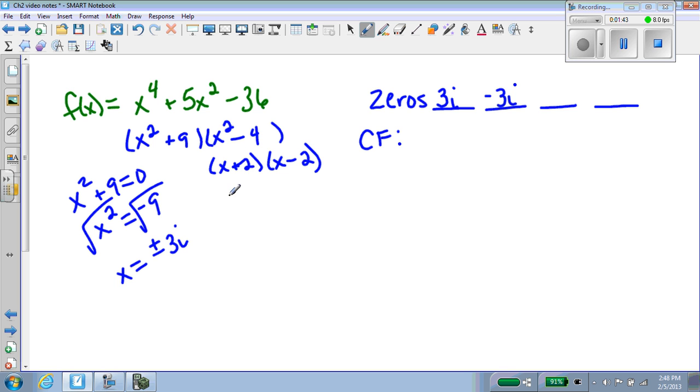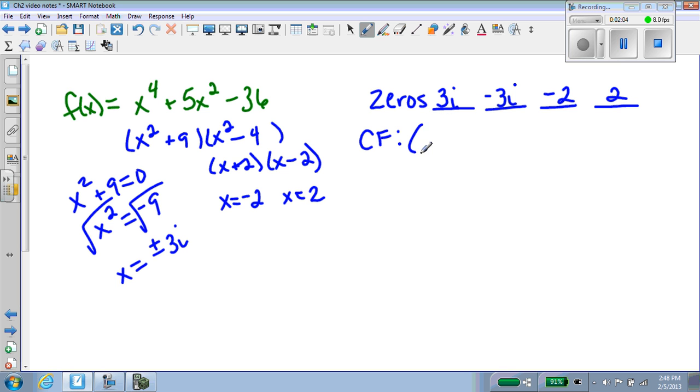But if x plus 2 is a factor, then x equals negative 2 is a 0. And if x minus 2 is a factor, then x equals 2 is a 0. So now we've got all 4 zeros. 2 of them are actually x-intercepts. 2 of them are just imaginary.